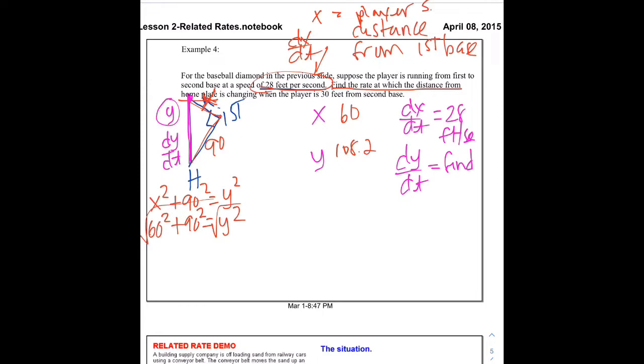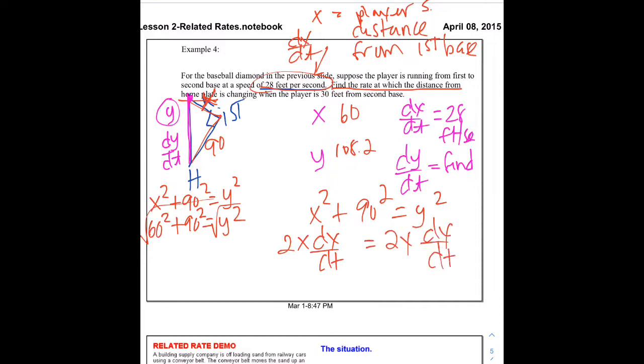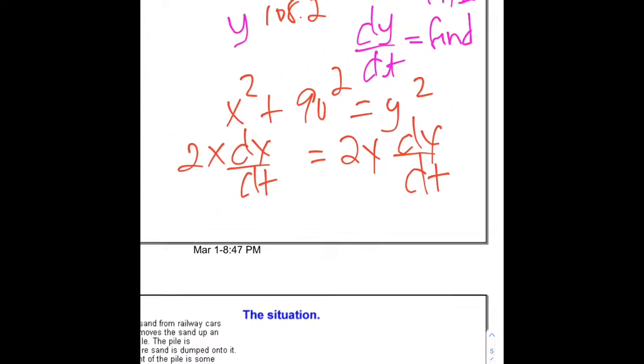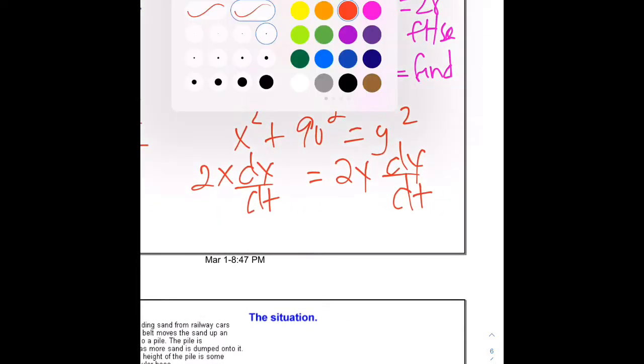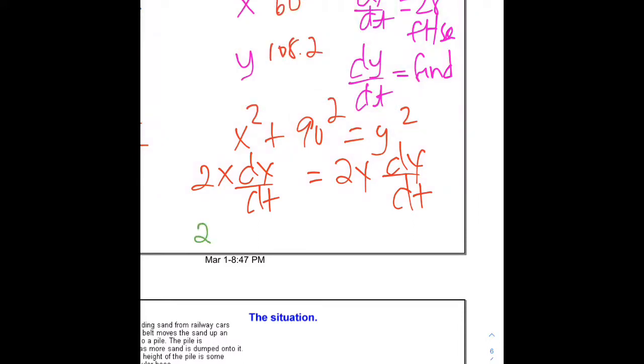Our equation is still x squared plus 90 squared equals y squared, and now we are going to differentiate that with respect to time. So I have 2x dx/dt. The derivative of 90 squared is 0. And that's going to equal 2y dy/dt. Now I substitute in my values. So I'm going to have 2 times 60 times 28 equals 2 times 108.2 dy/dt.